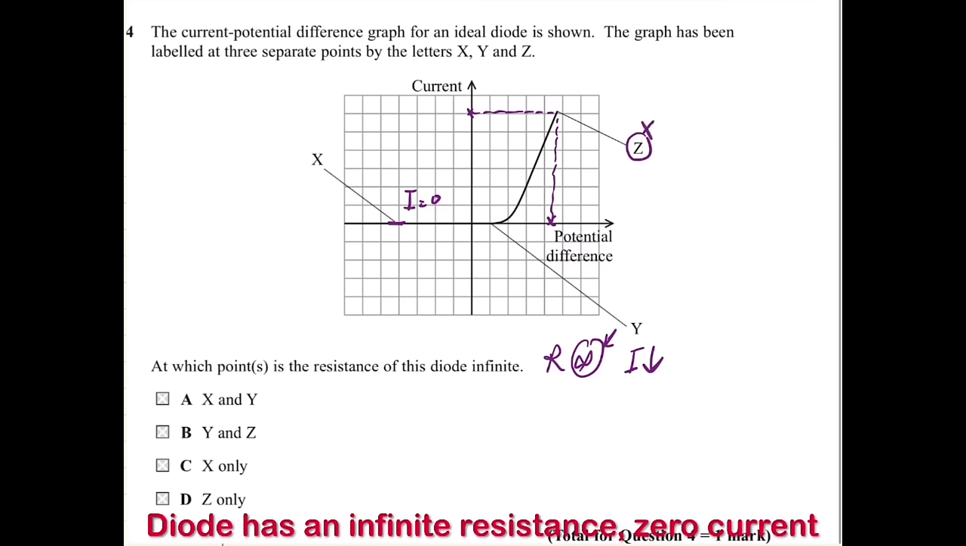And for Y, we find there is a value for potential difference, the voltage across the diode, but there is no value for the current, so the current is zero as well. So in this case, to have an infinite value of resistance, we need the minimum current, which is zero, so the correct answer is Y.